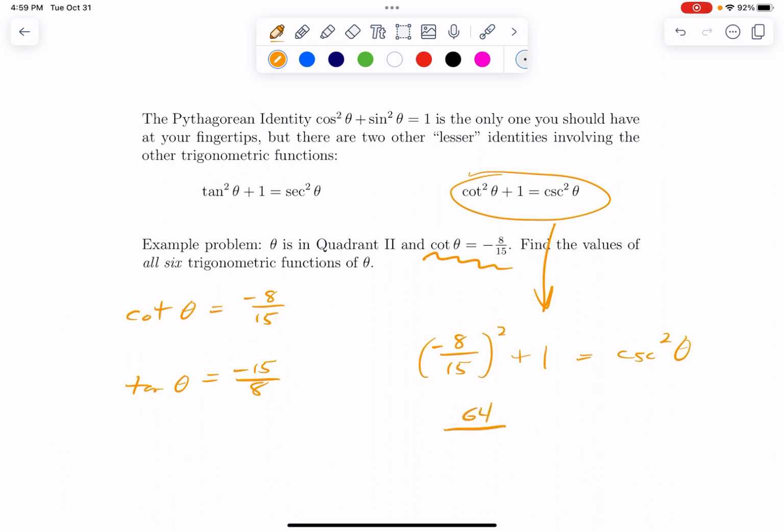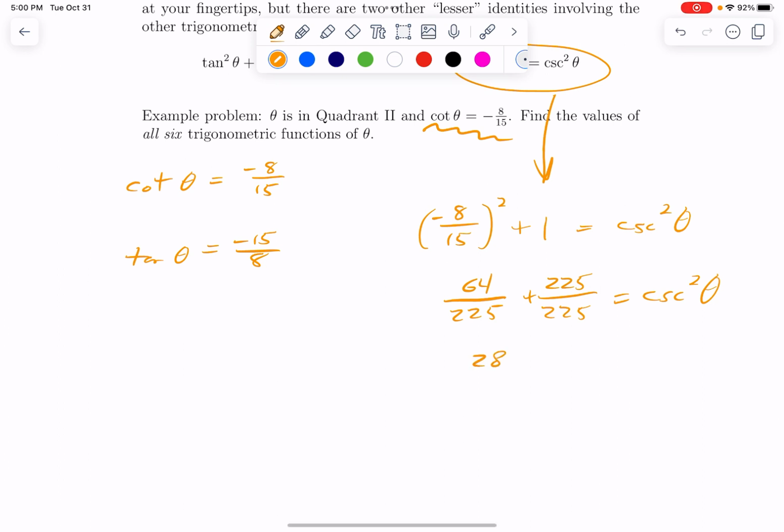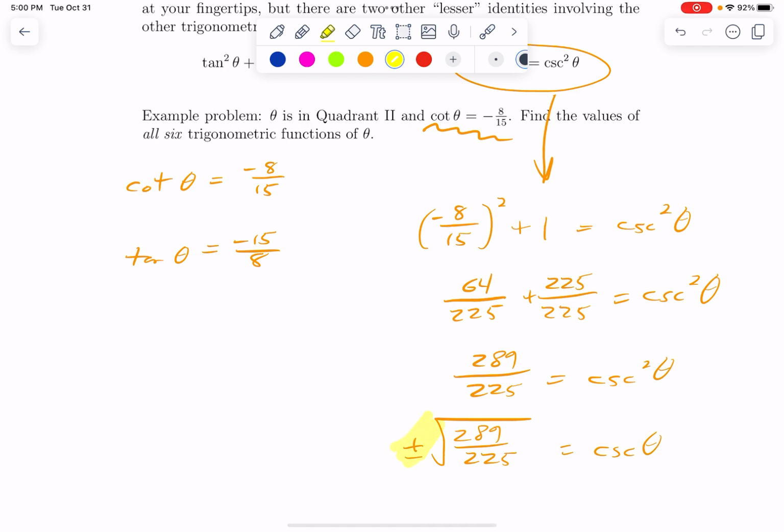If I square this out, it's 64 over 225, comes out positive. Let's write 1 with a common denominator. This is cosecant squared theta. So I have 289 over 225 equals cosecant squared theta. So cosecant of theta will be plus or minus the square root of 289 over 225. So we'll pause and we'll think, which one is it?